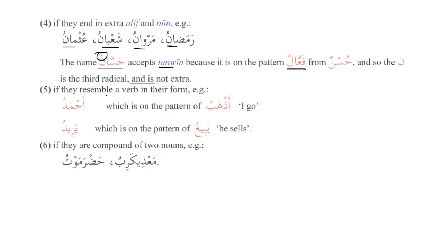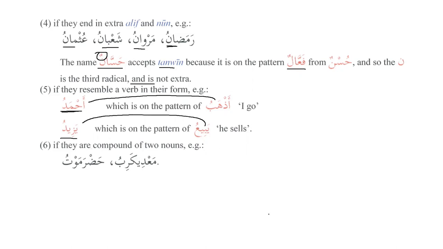Number 5, if they resemble a verb in their form, whether they are on the pattern of the past tense, af'alu, or they are on the pattern of the present tense, which is mudari, zada yazidu. So when they come on the pattern of af'alu, and then similarly on the pattern of the mudari, for example, adhabu and yabi'u. So on the pattern of adhabu, we have ahmadu, and on the pattern of yabi'u, we have yazidu. So they are also mamnu min as-sarf.